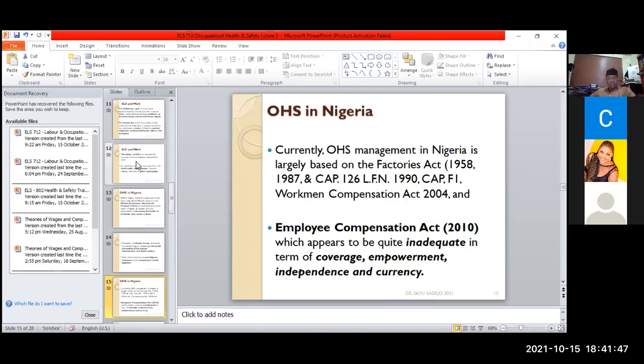That is one that can capture most of the things provided in the previous laws in this current situation. But you will agree with me that even this Act of 2010 is about 11 years old. It is also due for review because there are new developments over time that were not captured hitherto.